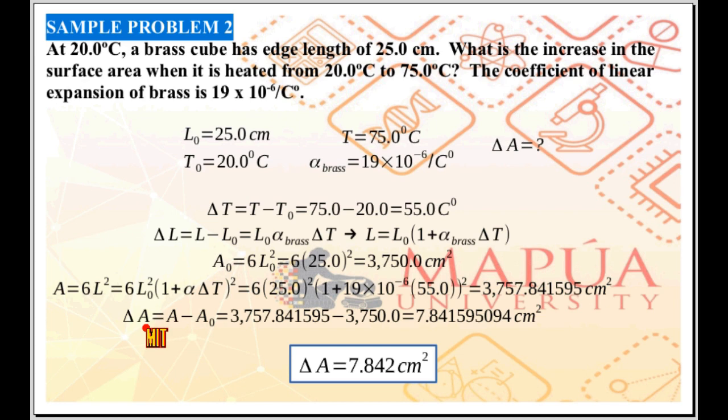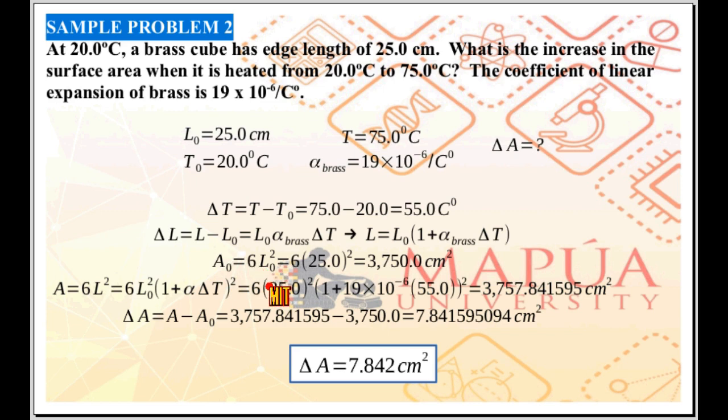Knowing the initial area and the final area, we are able to get the change in area, delta A. Delta A is just equal to final area minus initial area, so A minus A naught, which will give you delta A is equal to 7.842 centimeter squared. In this example, we used linear expansion analysis combined with equations of area to do area expansion analysis.